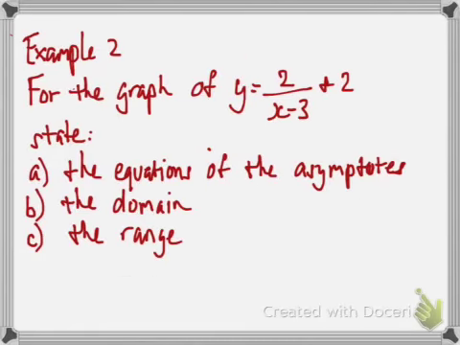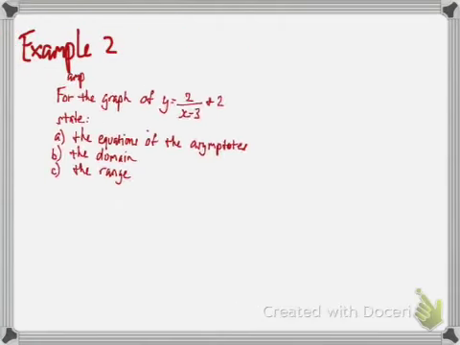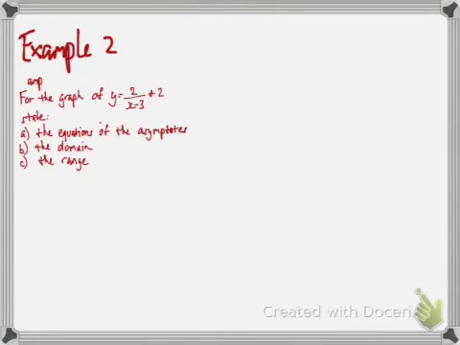All right, now, a couple more different things here. And we are going to actually draw a quick sketch of this, just to see what's going on. So, here's the question. For the graph y equals 2 over x minus 3 plus 2, state the equations of the asymptotes, the domain and the range. Alrighty. Let's just put that there. Let's just draw a quick sketch of this, see what it looks like. Oops. Put a solid line in, I think.